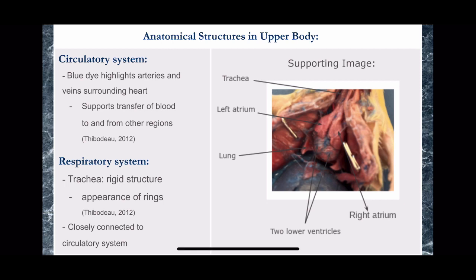In the circulatory system, we observed the heart, which had 4 chambers: a left atrium, a right atrium, and 2 lower ventricles. We also saw some other supporting anatomical features such as the arteries, which carried blood to other regions of its body, as well as the veins, which were taking blood into the heart. Our rat actually had blue dye, which highlighted these different features.